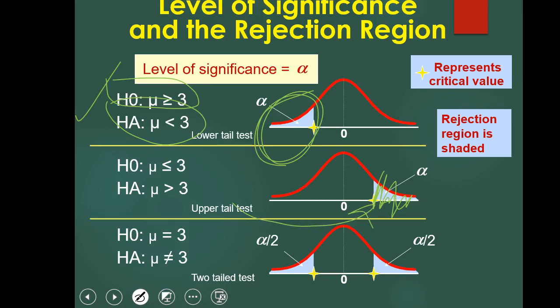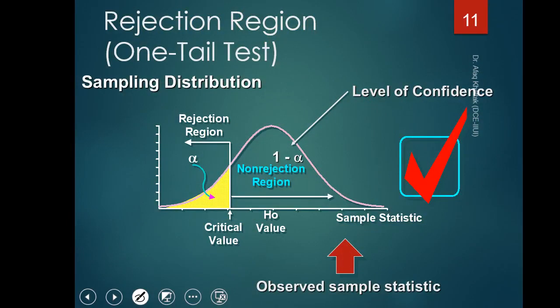Now there is also a possibility that H naught, our claim, is mu is equal to 3 but the alternate hypothesis is mu is not equal to 3. In that case we will deal with both the tails. We will check our test statistic on both sides, on the left side as well as on the right side, and both of these sides will define our rejection region.